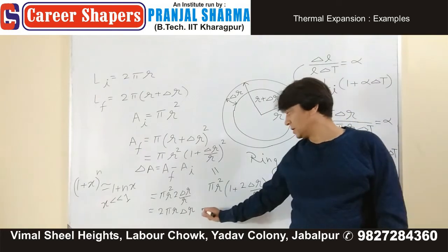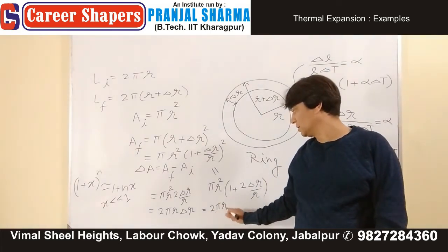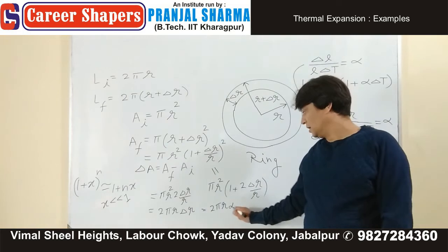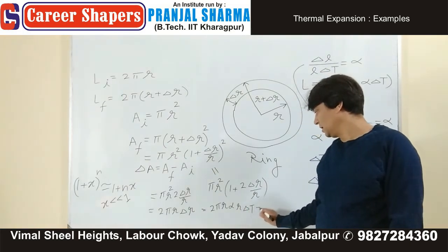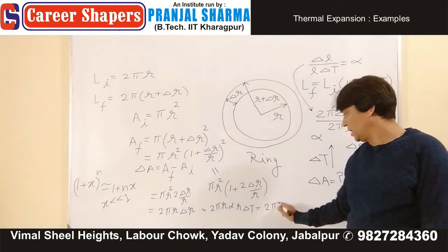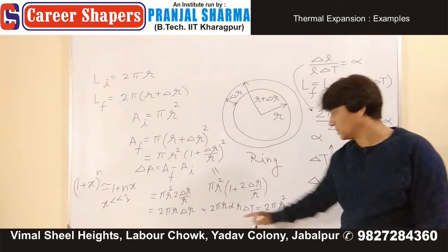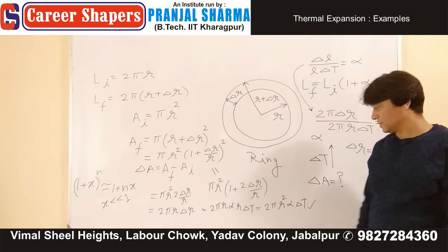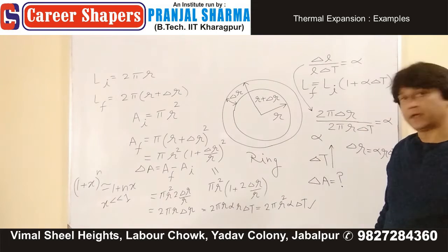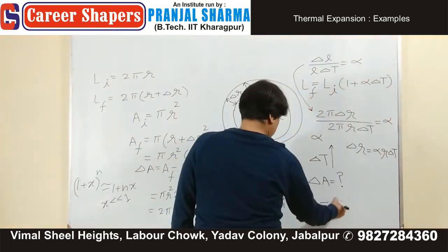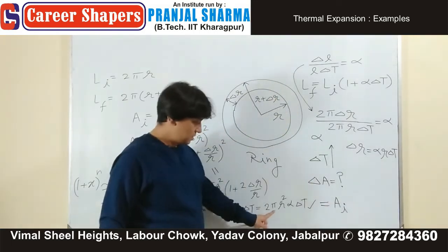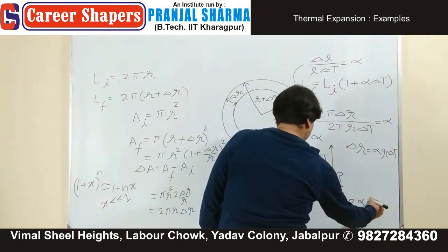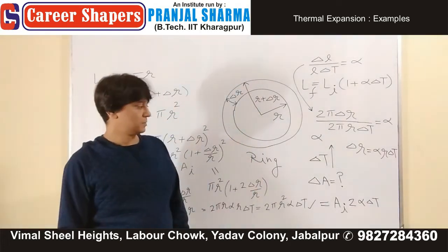Put it over here and you get 2 pi r multiplied by delta r, which is alpha r delta T, so that is 2 pi r square multiplied by alpha into delta T. This much is the change in area, which you can also write as A initial, since pi r square is A initial, multiplied by 2 alpha delta T. Write down this.